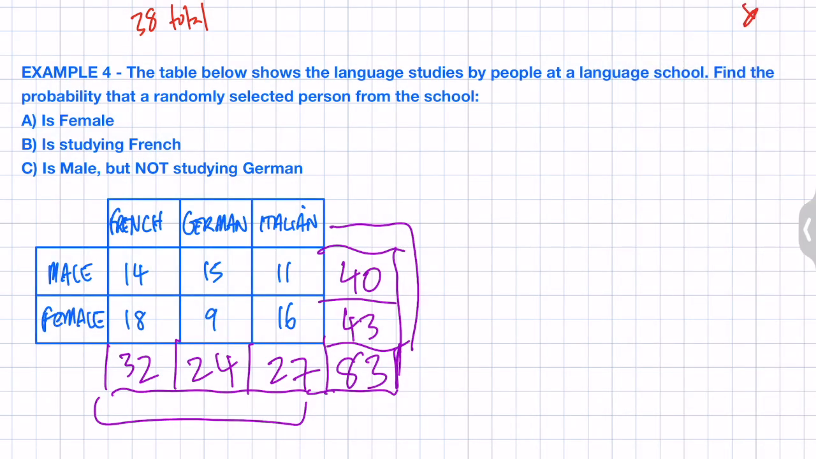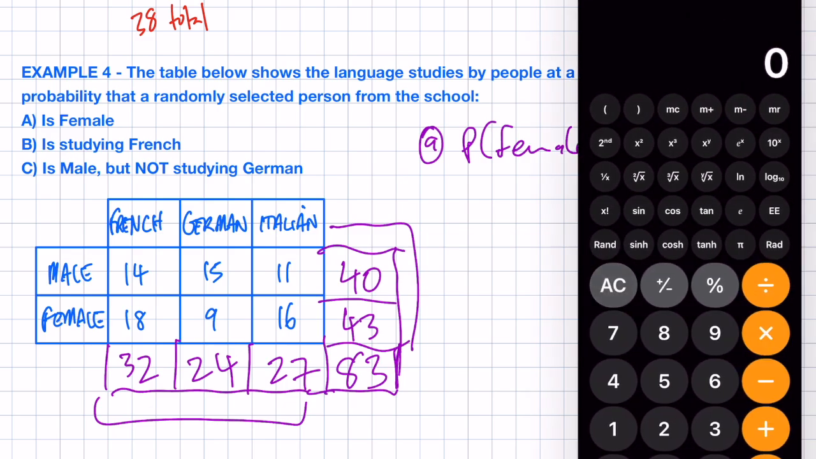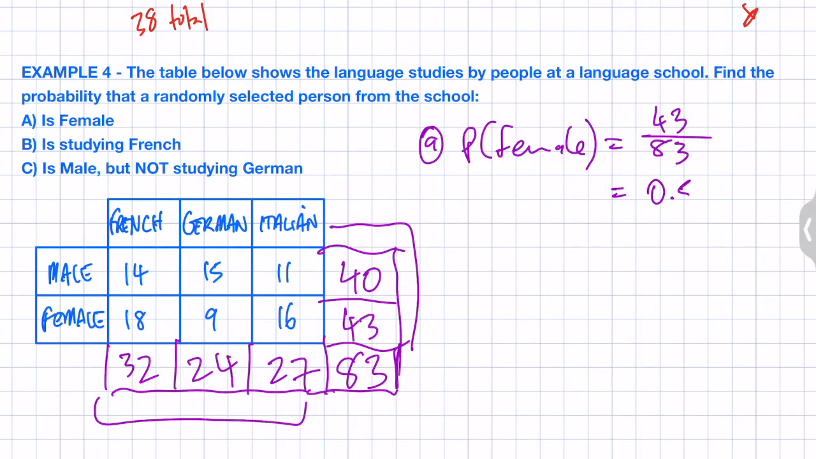So now we can start answering these because the first one is the probability that they're female. So the sample space is all 83. How many females are there? 43. See how it just depends on how you're looking at the table. We couldn't answer this without adding the totals there. 43, so probability 43 over 83, 0.52 to 2 decimal places.